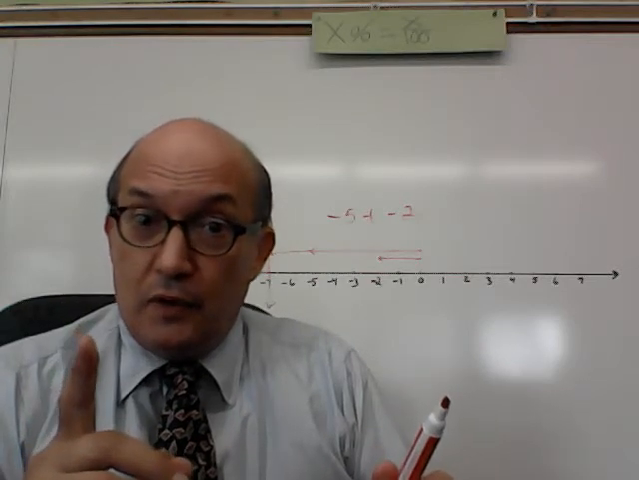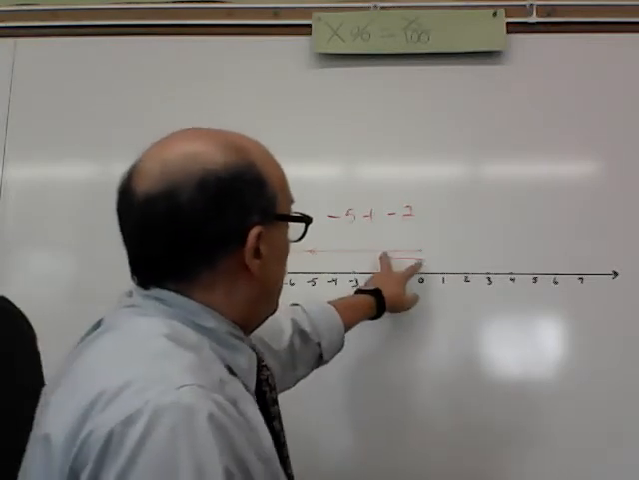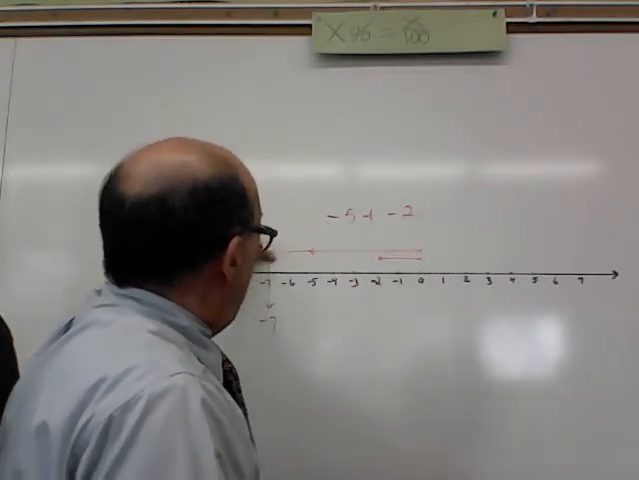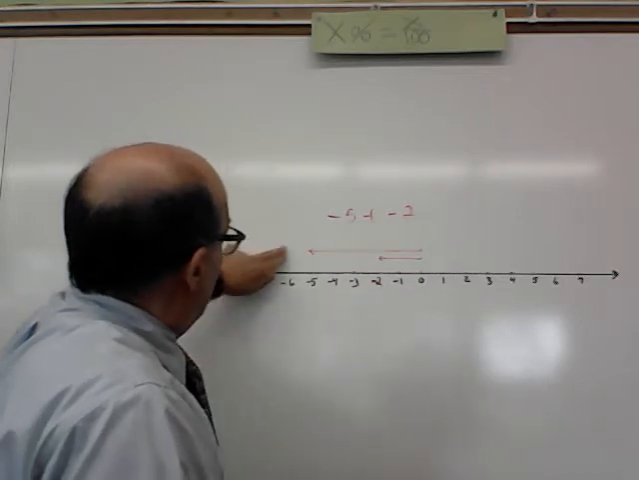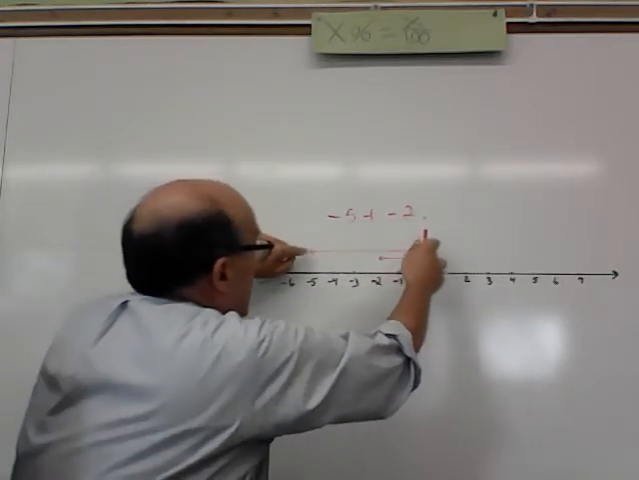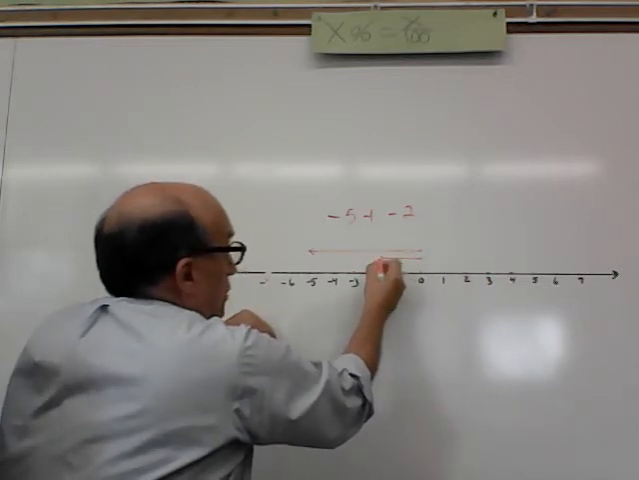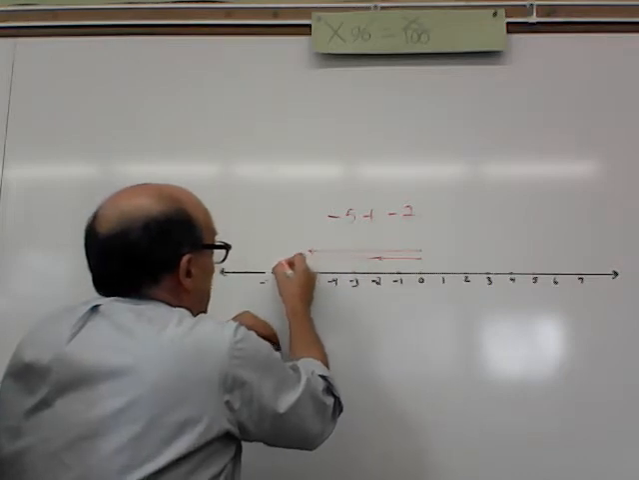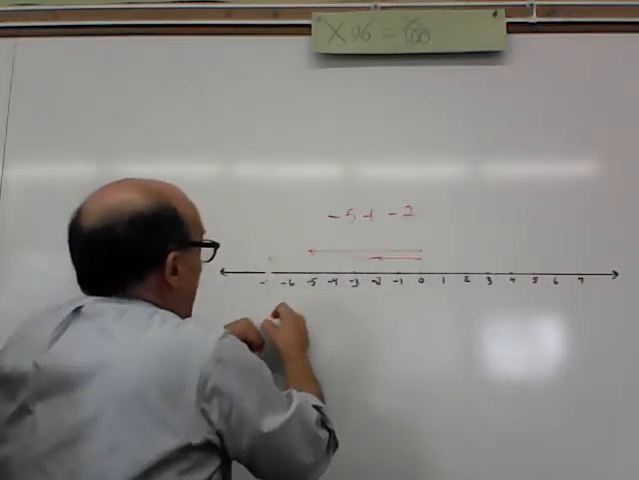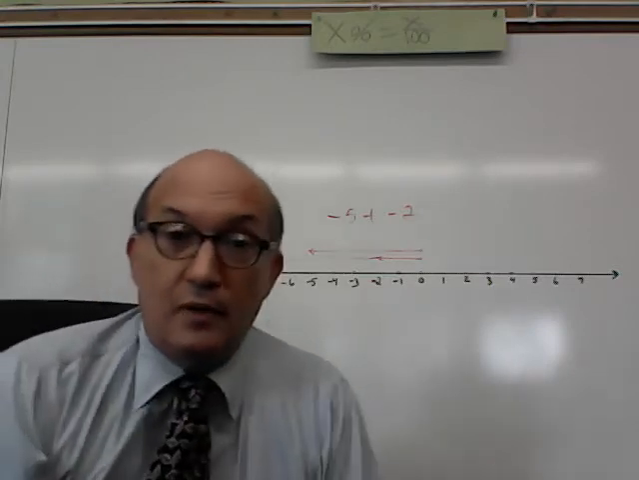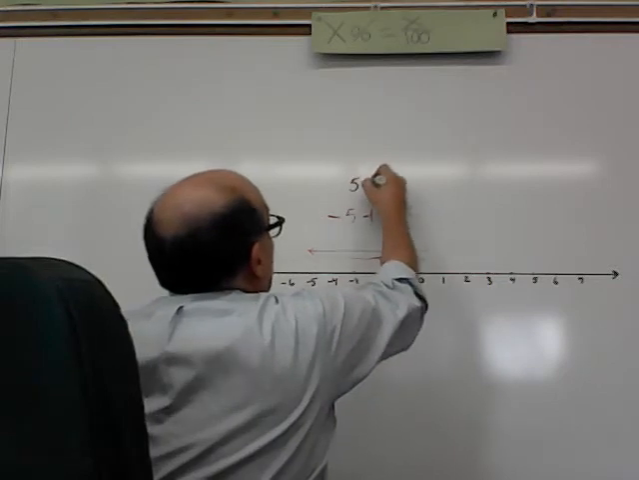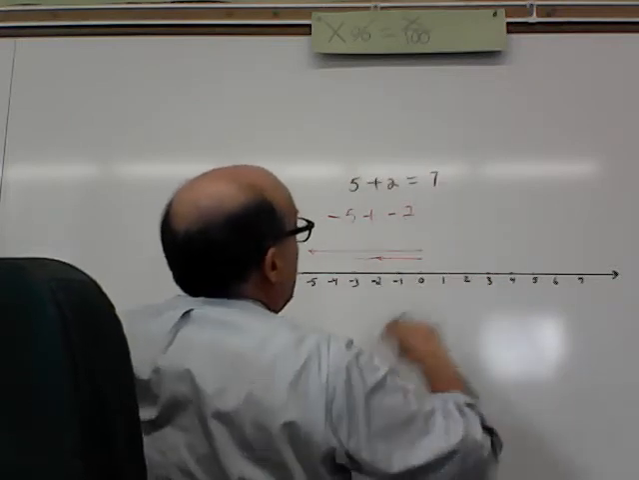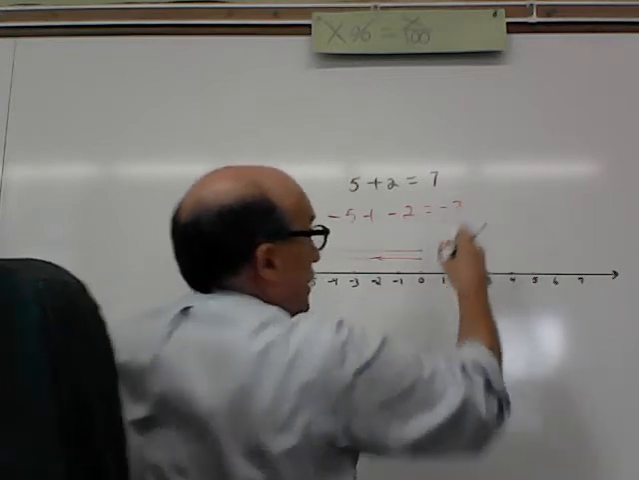Addition is commutative. And I chose to move this vector up here, but I just as easily could have moved the other vector. I could have taken the vector representing negative 5 and put it here. It put its beginning point there, and then of course it extends 5 units to the left and ends up at the same -7. So 5 plus 2 is 7, and -5 plus -2 is -7.